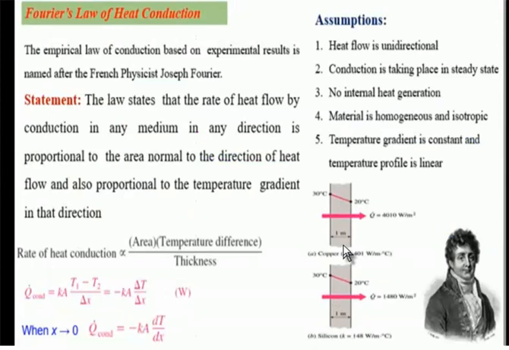Next one is the Fourier law of heat conduction. All three modes of heat transfer, that is conduction, convection, and radiation, have their own governing laws. First, Fourier's law of heat conduction. The conduction mode of heat transfer has Fourier's law of heat conduction as its governing law.